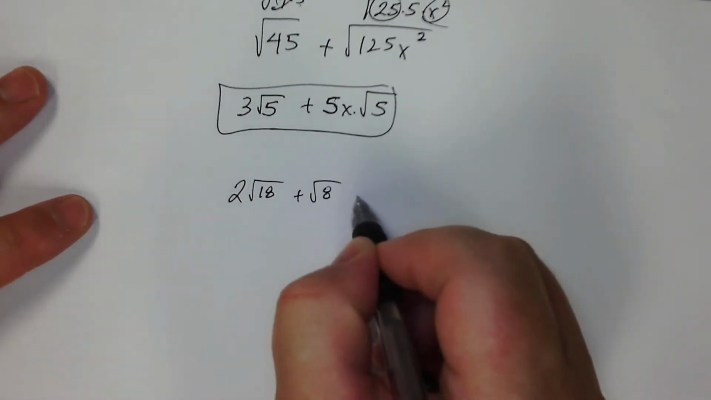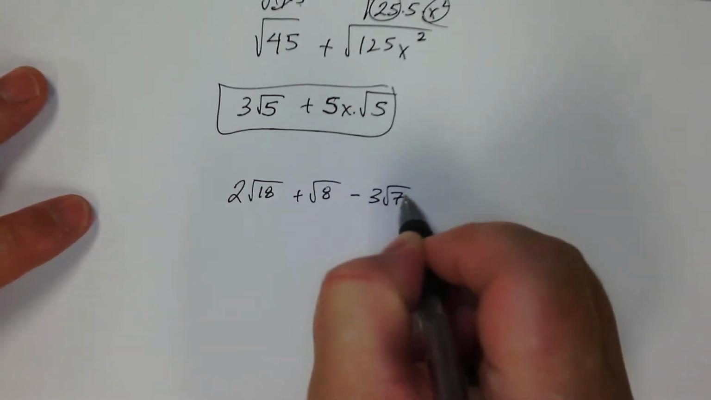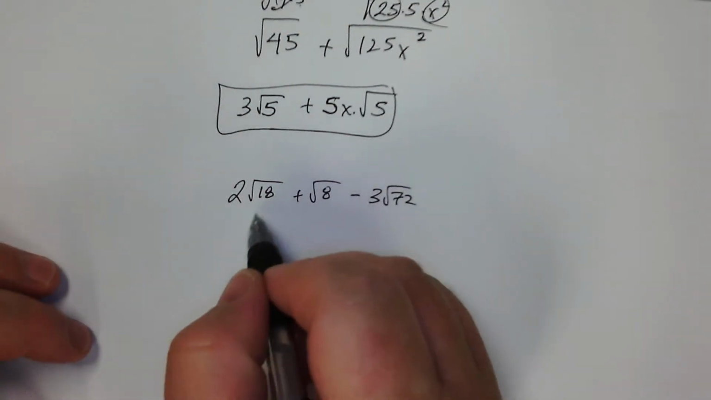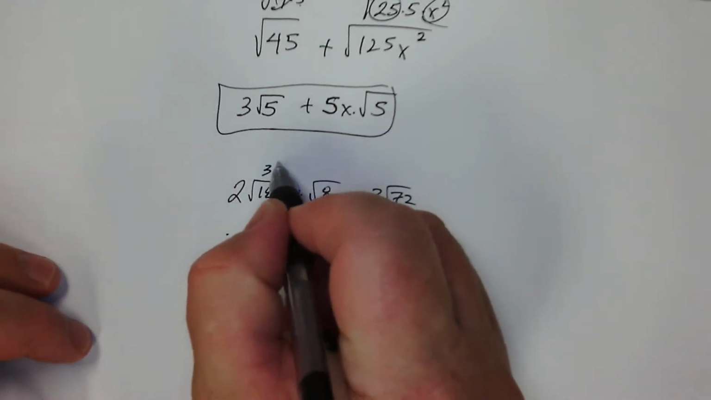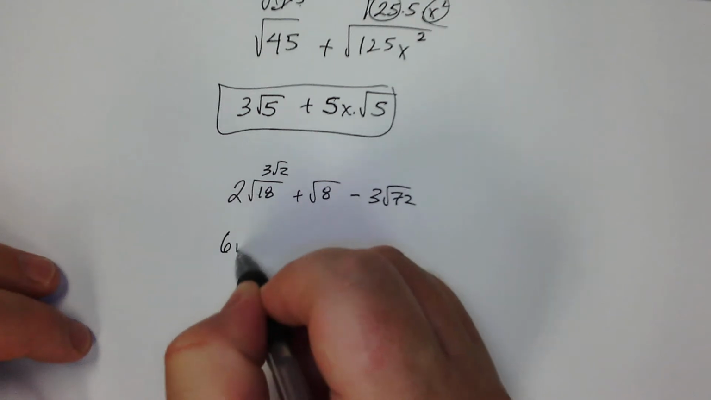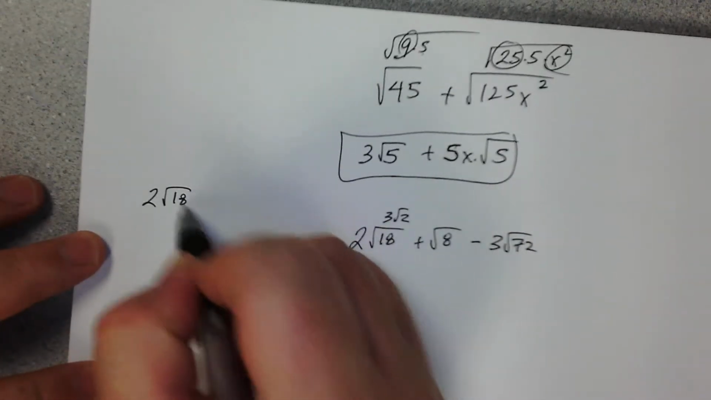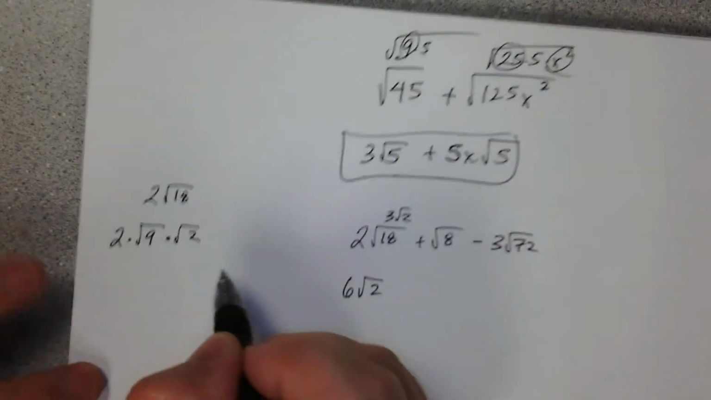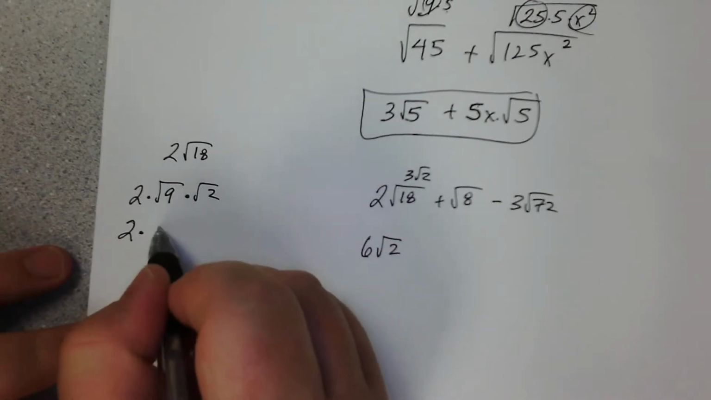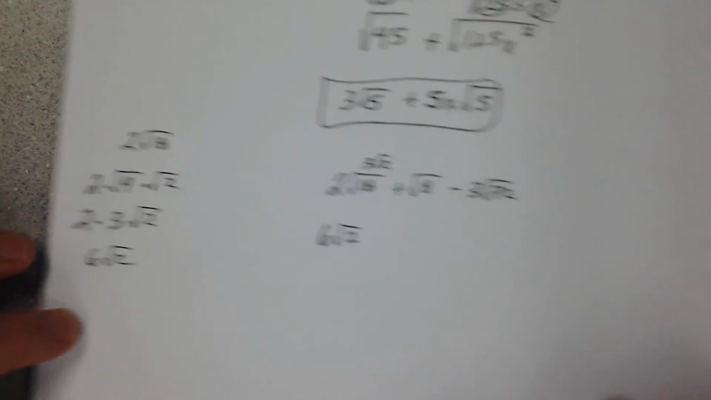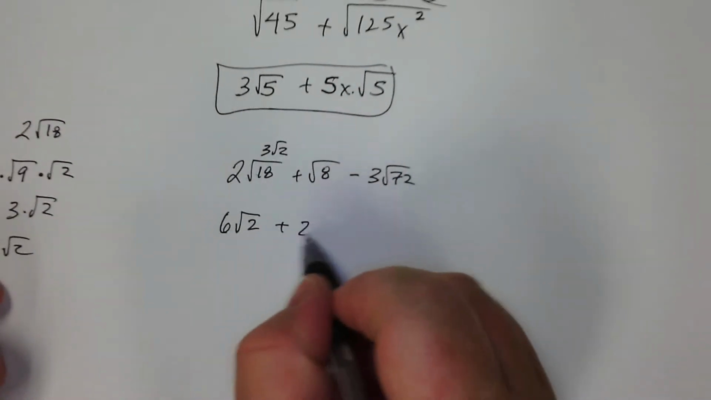Okay, next up, Buttercup says 2 times the square root of 18 plus the square root of 8 minus 3 times the square root of 72. Okay, this one we already have done, so this is going to be 3 root 2, right? That's what the square root of 18 equals, but 3 root 2 times 2 is 6 root 2. Do you see? 2 times the square root of 18 is the same as 2 times the square root of 9 times the square root of 2. That's 2 times 3 times the square root of 2. That's 6 times the square root of 2. All right. Plus 2 root 2.